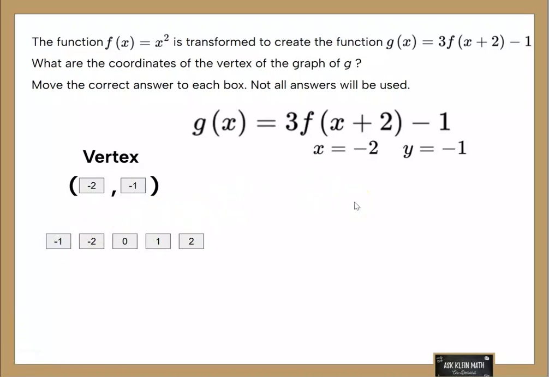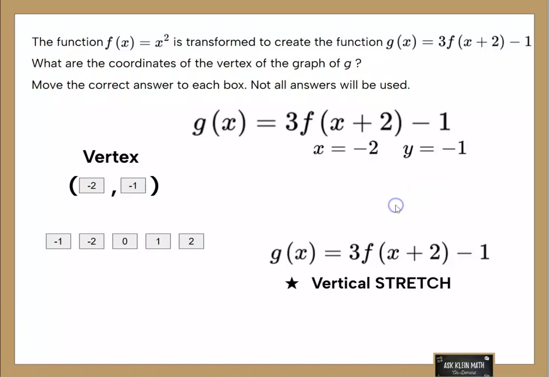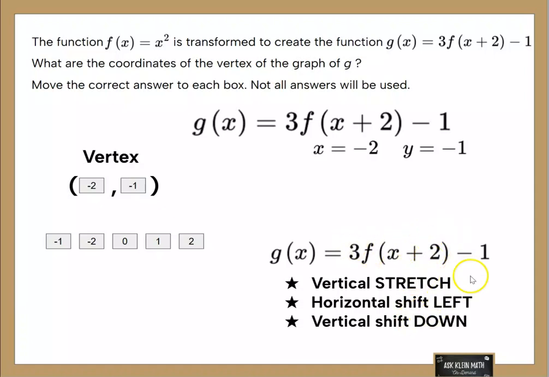But wait, there's more. Let's discuss a little bit more about this function and what the graph would look like. Since there is a 3 in the front, and the 3 is a number greater than 1, it's going to be a vertical stretch. There is a horizontal shift left because the plus 2 acts the opposite and moves it to the left 2. And the y value, the vertical shift, is going to be down.